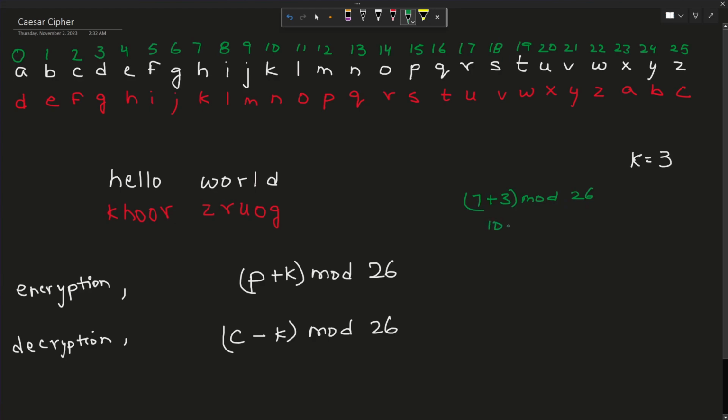7 plus 3 is equal to 10. So we get 10 mod 26. Now, what is 10 mod 26? 10 mod 26 is basically 10. So C is equal to 10. The cipher text is equal to 10.